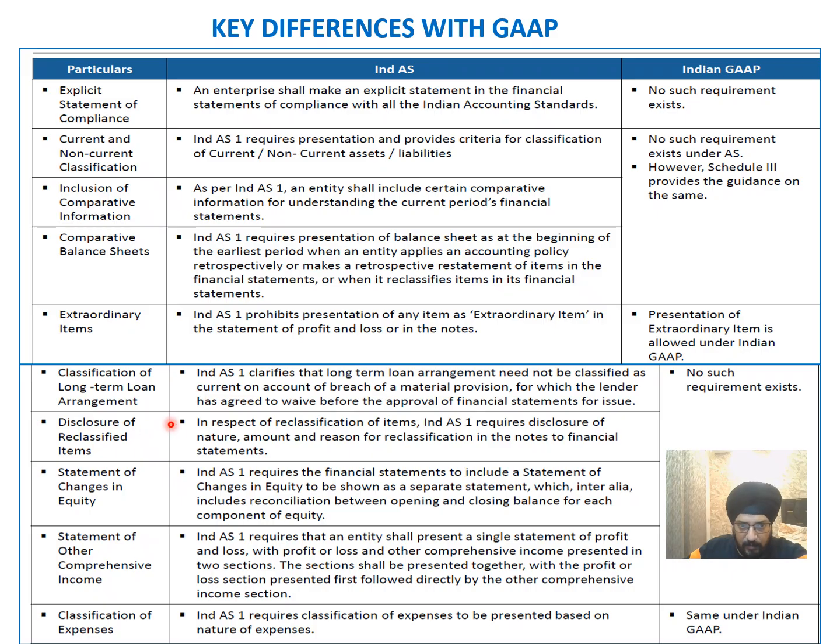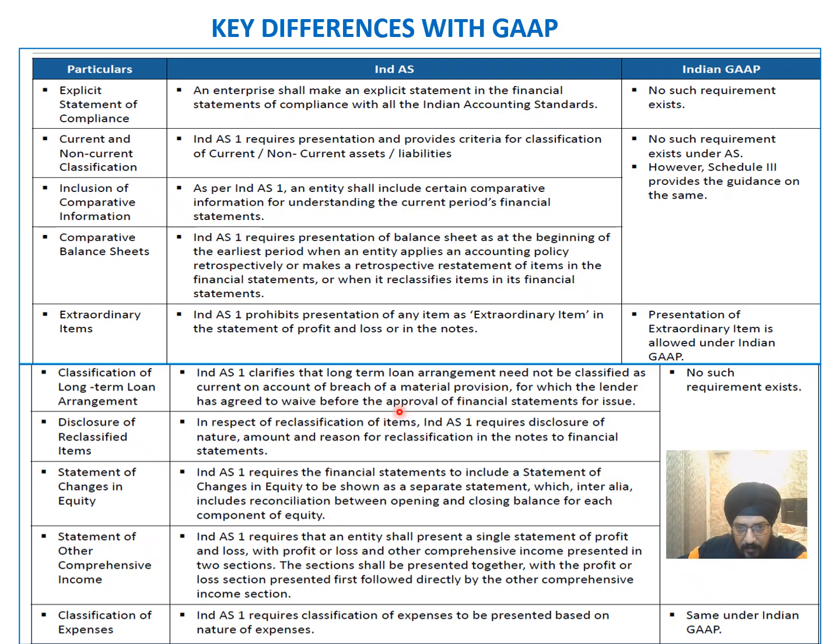Classification of long-term loan arrangements: Ind AS clarifies that a long-term loan arrangement need not be classified as current on account of a breach of a material provision for which the lender has agreed to waive before the approval of the financial statement for issue. Which means that any breach should not be treated as making the amount payable immediately. It is still classified as a long-term loan. Any breach in the long-term arrangement will not itself convert the long-term liability into short-term, or require it to be shown as a current liability.